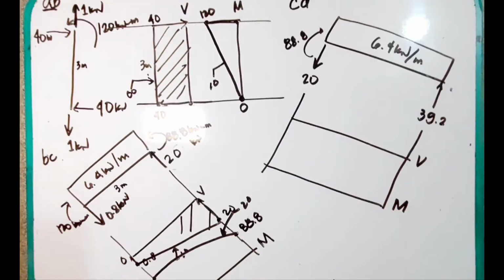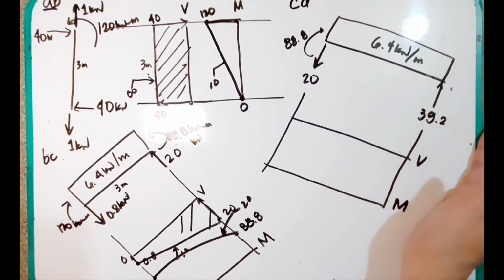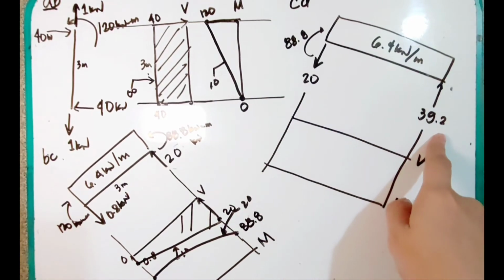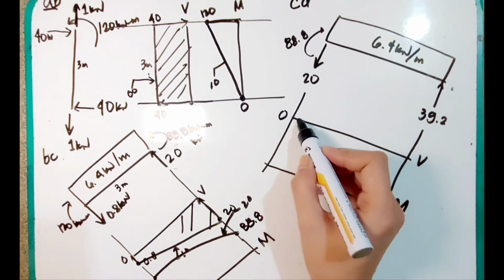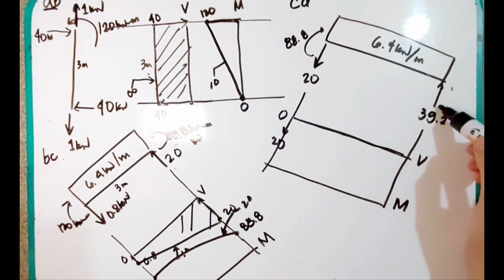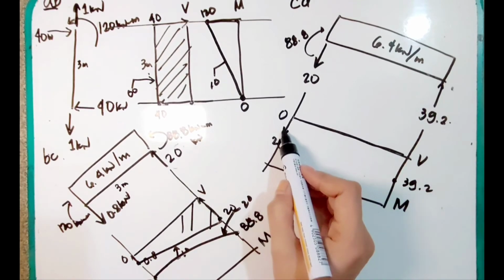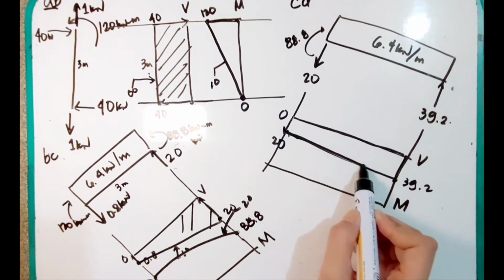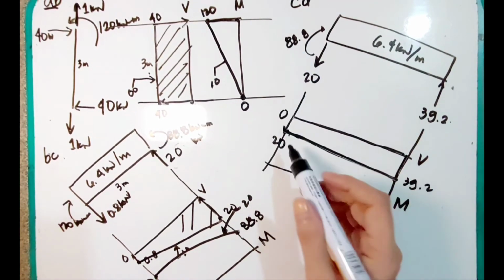Okay, next. How about CD? So, this is the illustration we made earlier, which is 6.4. We have 20 and then 39.2. So, shear first. This is our shear reference, 0, 0, 0. It goes down by 20. And then we have 39.2. Just put it there, 39.2. So, trapezoid. That means it is first degree. Next, we have 88. So, this is our 88.